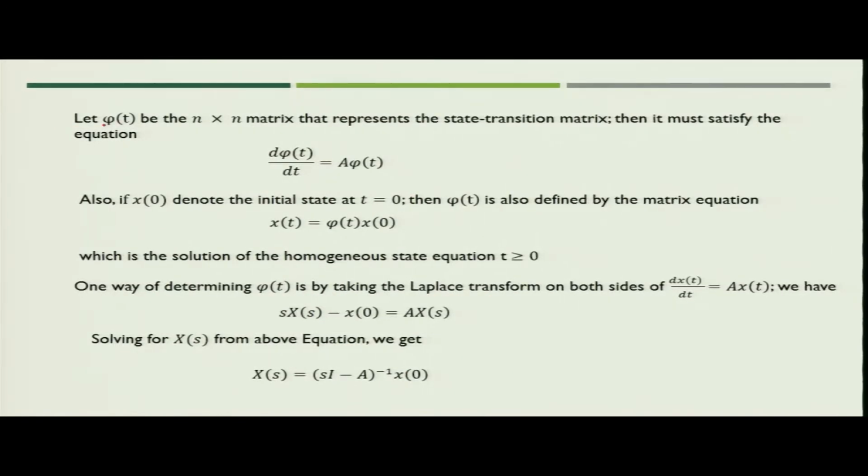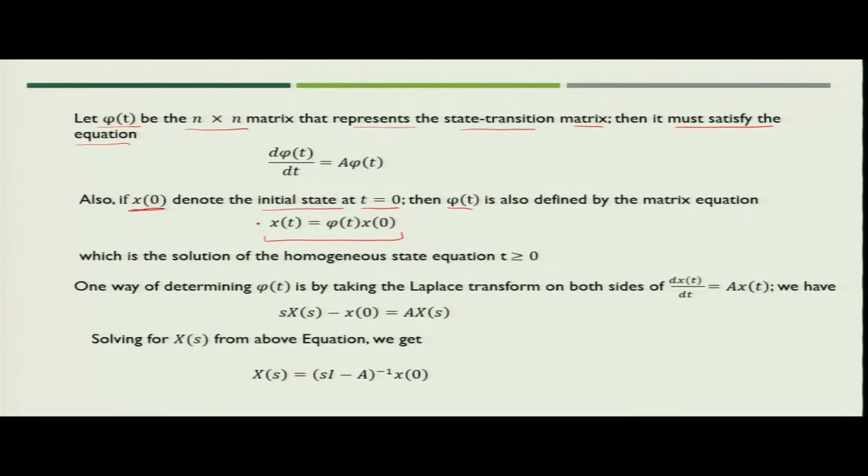Now, let us assume that there is a matrix phi(t), which is an n cross n matrix, and it represents the state transition matrix. In that case, it should satisfy the following equation, that is d phi/dt is equal to A phi(t). Now, if x0 denotes the initial state at time t equal to 0, then you can write x(t) is equal to phi(t) into x0. So, the state transition matrix is nothing but the matrix which relates the state at time t equal to 0 to the state at any time t.